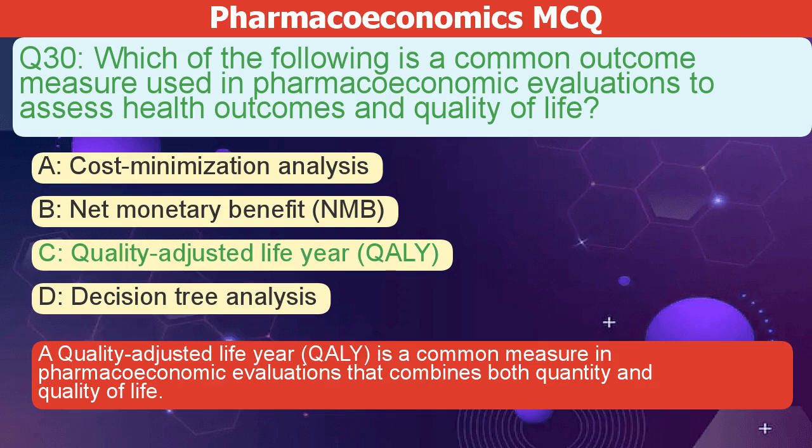The correct answer is C. A quality adjusted life year, or QALY, is a common measure in pharmacoeconomic evaluations. It combines both the quantity and quality of life.